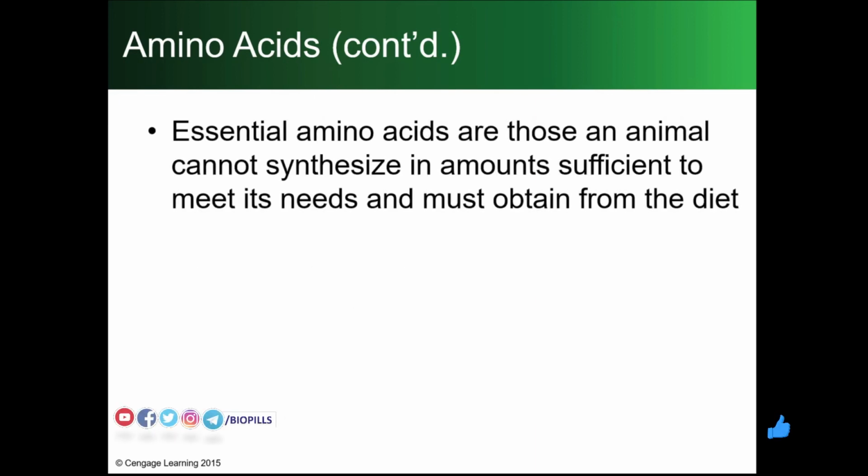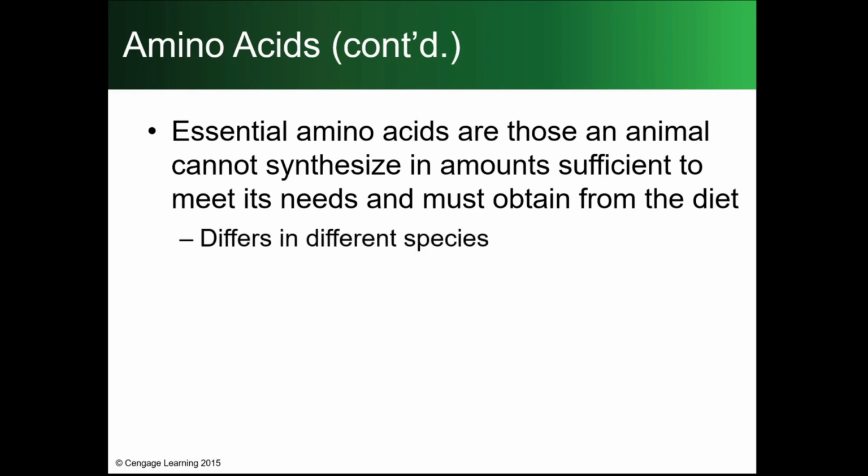Essential amino acids are those an animal cannot synthesize in amount sufficient to meet its need and must be obtained from the diet. Again, the essential amino acids are those an animal cannot synthesize in sufficient amount and must obtain from the diet. Animals differ in their biosynthetic capacities, so what is an essential amino acid for one species may not be for another.